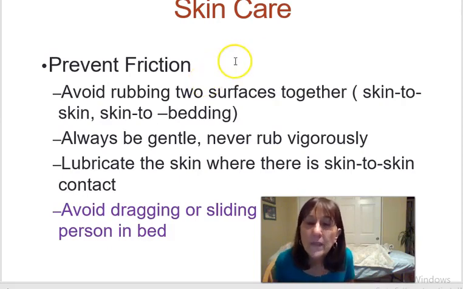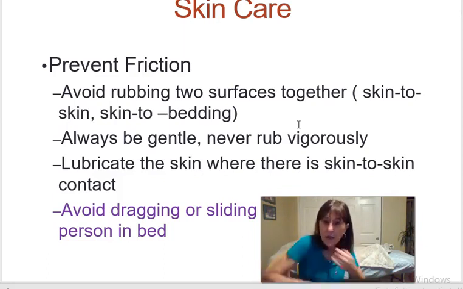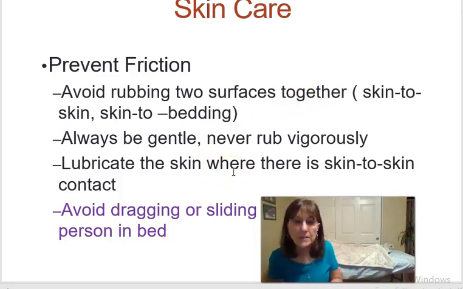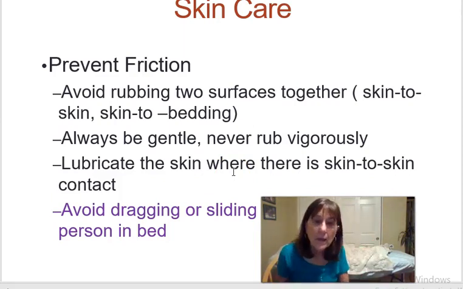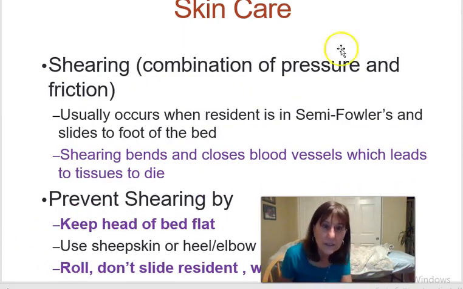One thing we want to prevent is friction, right? Rubbing two surfaces together. And it could be skin to skin or skin to bedding. So always be gentle. Try to lubricate the skin where there's skin to skin contact, right? So here underneath the breast, in the man by his scrotum, and never drag the person in the bed. So we don't want to drag, we want to pick them up with a pull sheet, but try to pick up the pull sheet so we're not just pulling the skin against the sheets.